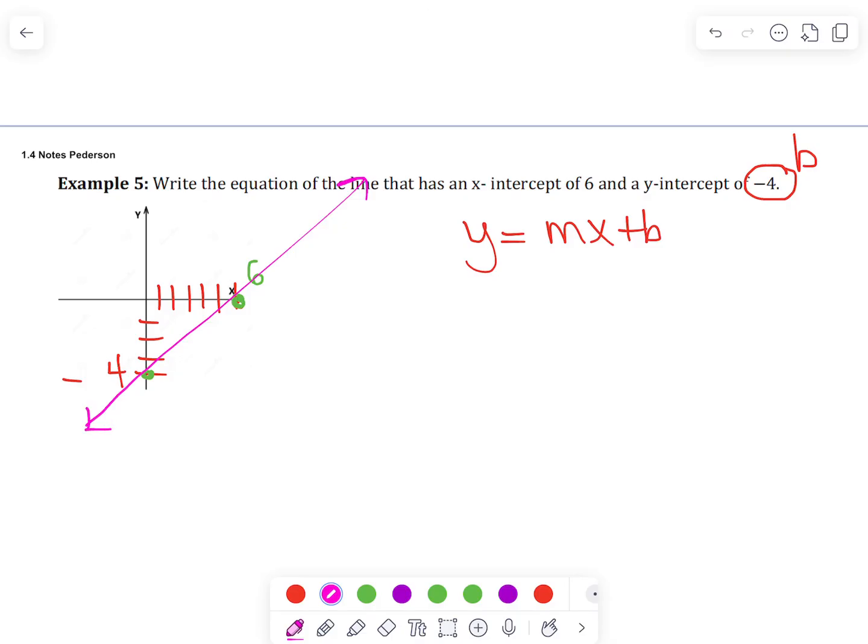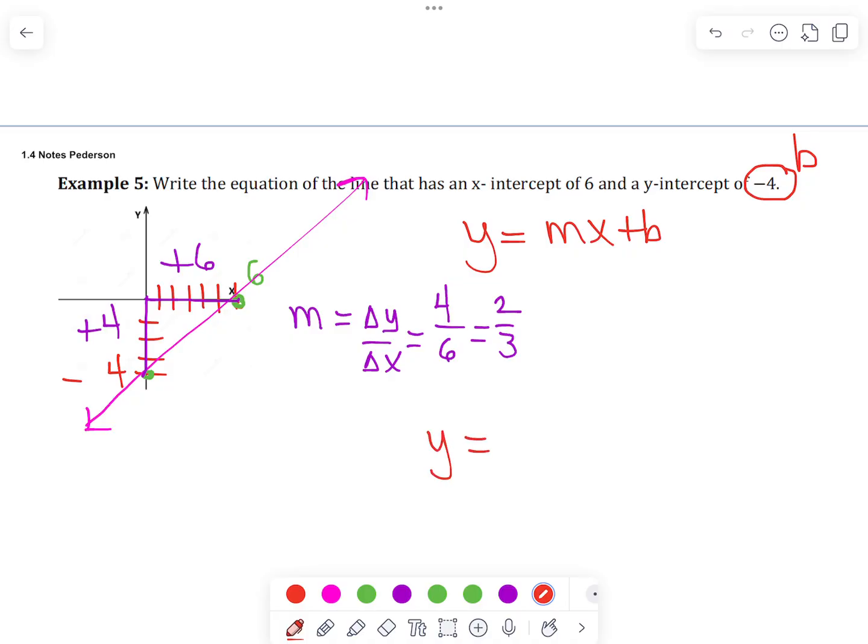And we need to find that slope. So one way we can do is we can do the change of y over the change of x, or we can count up 4, so plus 4, right 6. So the slope of this line, the change of y over the change of x, up 4, right 6, or 2/3. So this equation is, in slope-intercept form, a positive 2/3 x minus 4.